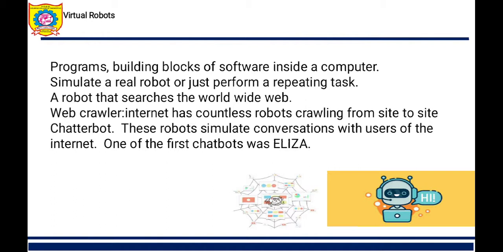So you must be knowing web crawler does this. So what is web crawler? It is an intelligent program which has been written, which will crawl the web to find out what the user needs. So web crawler is the best example of a virtual robot. Okay, the job is being done by a machine program for you. We call it a virtual robot. The internet has countless robots crawling from one side to the other. So web crawler is an example of a virtual robot.